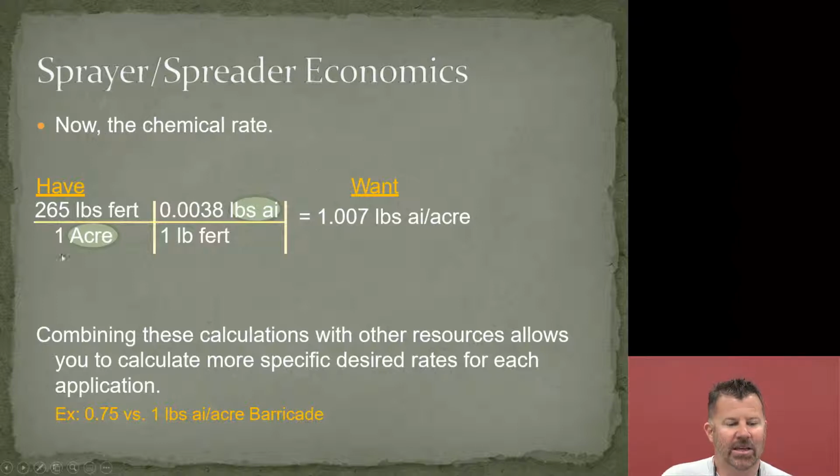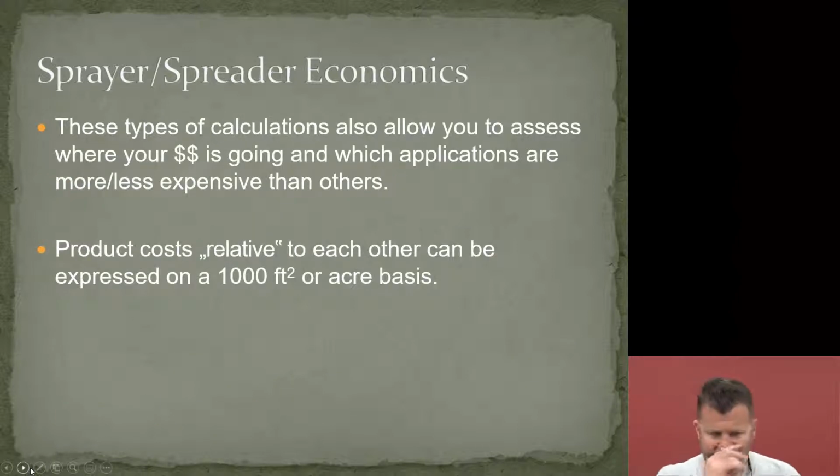Now, the chemical rate. 265 pounds of fertilizer per acre. We have 0.0038 pounds of active ingredient per 1 pound of fertilizer. So we have 1.007 pounds of active ingredient per acre. Combining these calculations with other resources allows you to calculate more specific desired rates for each application. So as an example, do we use 0.75 versus 1 pound of active ingredient per acre of barricade? That gives you that comparison.